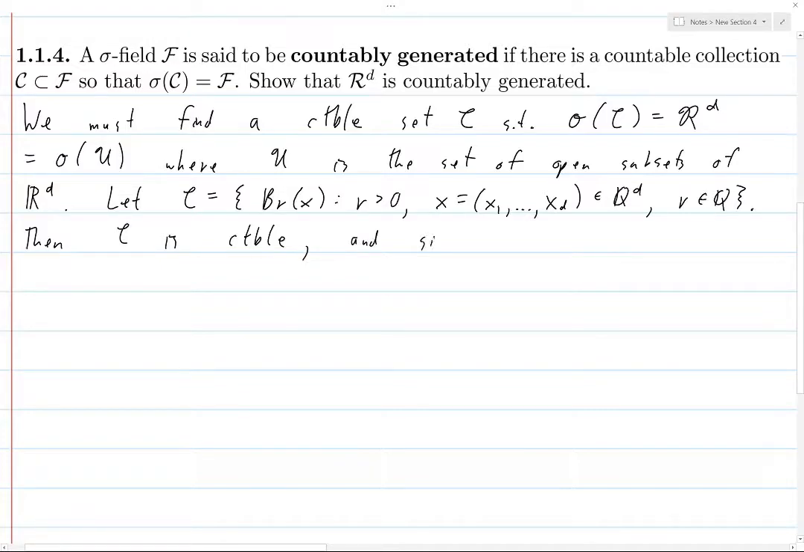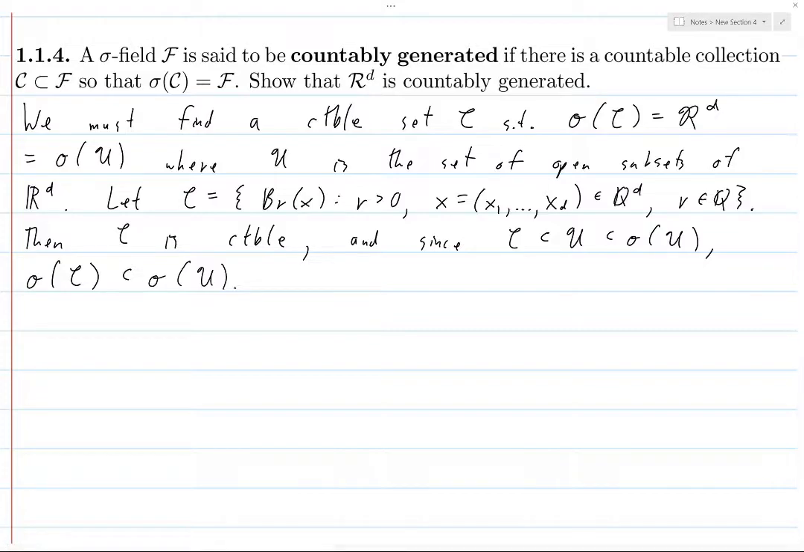And furthermore, since each element of C is an element of U, which is obviously contained in the sigma field generated by U, we know that the sigma field generated by U contains C. The sigma field generated by C is the intersection of all sigma fields which contain C, and the sigma field generated by U is one of those sigma fields, and so therefore the sigma field generated by C is contained in the sigma field generated by U. So we want equality here because the sigma field generated by U is the Borel sigma algebra.